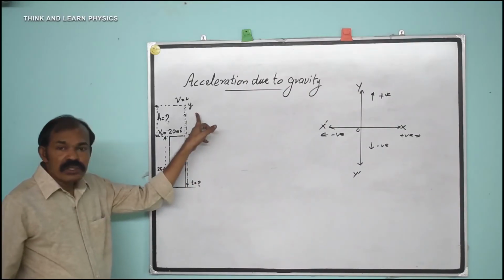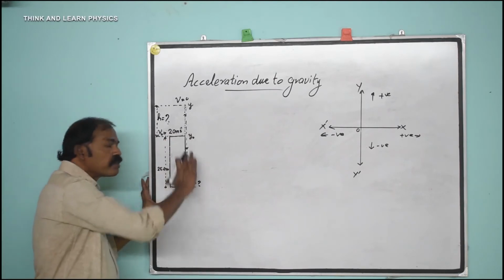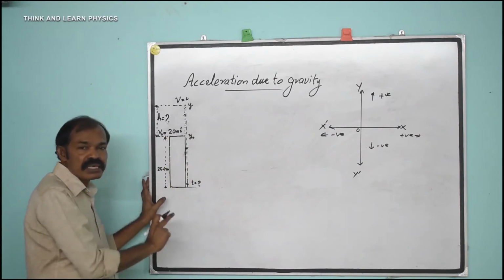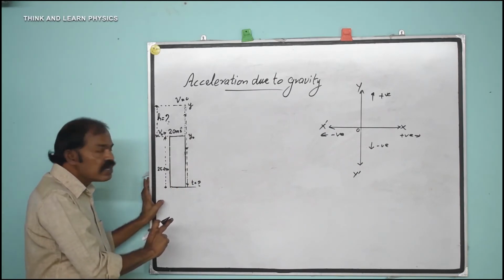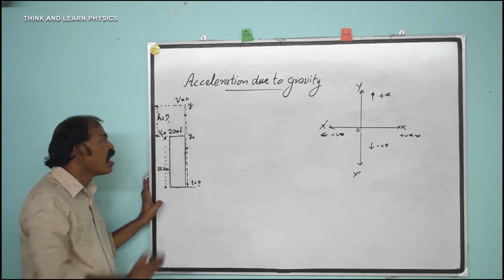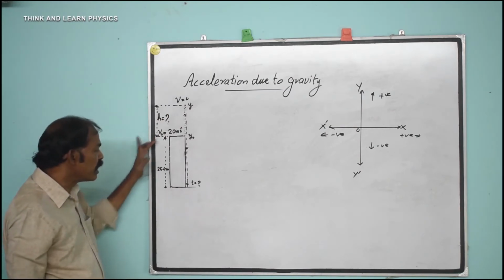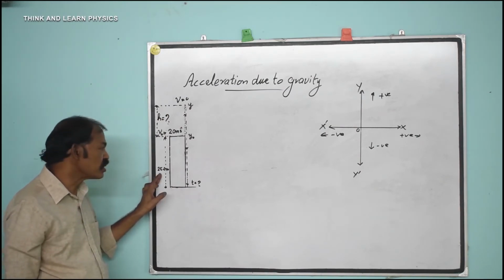A ball is thrown up from a multi-story building with a velocity 20 meter per second. Then how high will the ball rise and how much time will it take to reach the ground if the height of the building is 25.0 meter?